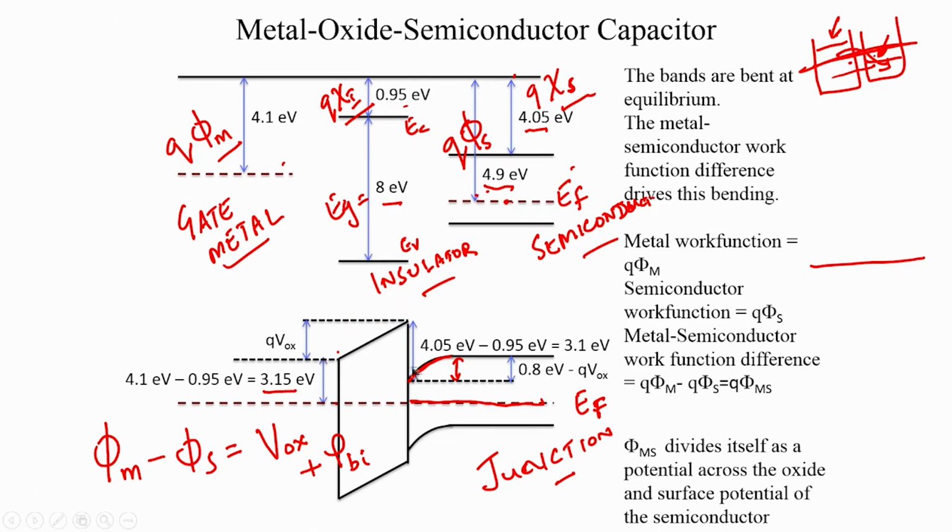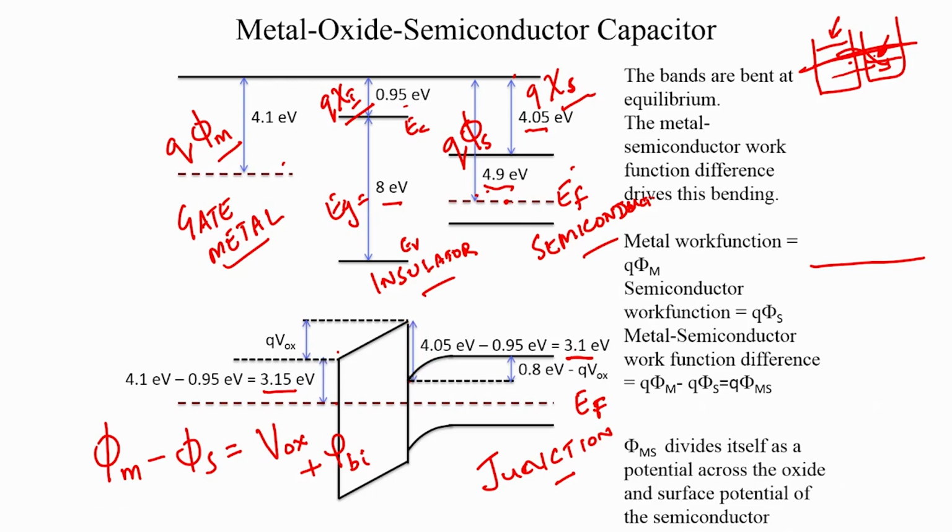So, similarly you can do the same thing for the semiconductor insulator interface. If you look at this particular point here where the conduction band is meeting the insulator, at that particular point the semiconductor has got an electron affinity of 4.05 electron volt. The insulator has an electron affinity of 0.95 electron volt, and therefore, this barrier is going to be the difference of those two energies, and it is going to be about 3.1 electron volt.